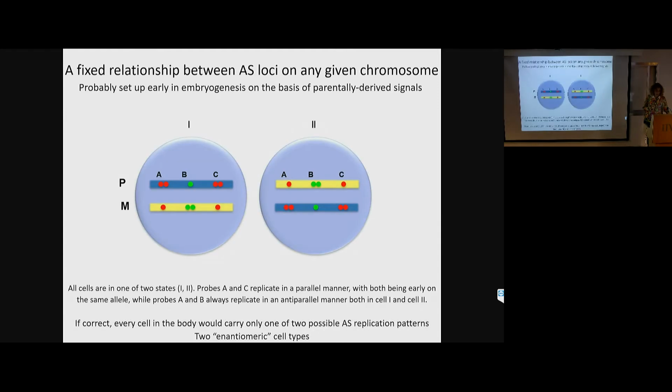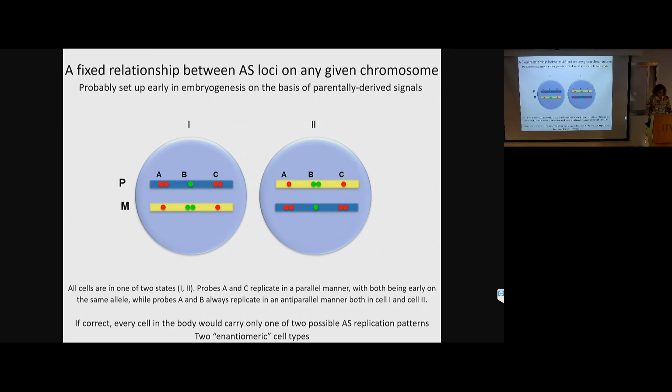parallel and anti-parallel exist. So if we think this way, then we probably should conclude that we have two types of cells, type 1 and type 2. In type 1, probes A and C are early replicating, and they are in a parallel coordination from the paternal allele. In type 2 cells, A and C are still coordinated, but they are late on the paternal allele, and vice versa.